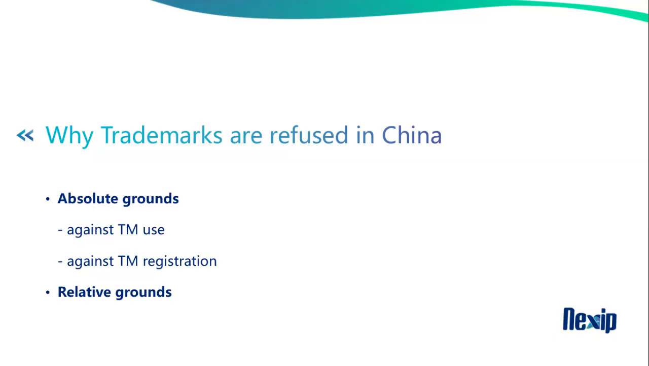Under absolute grounds, there are two circumstances. First is grounds which are against trademark use, which means any mark under these grounds can not only not be registered as trademarks, but also cannot be used as trademarks. Another circumstance is the grounds which are against trademark registration, which means any mark under these grounds cannot be registered as trademarks, but they can still be used as trademarks.